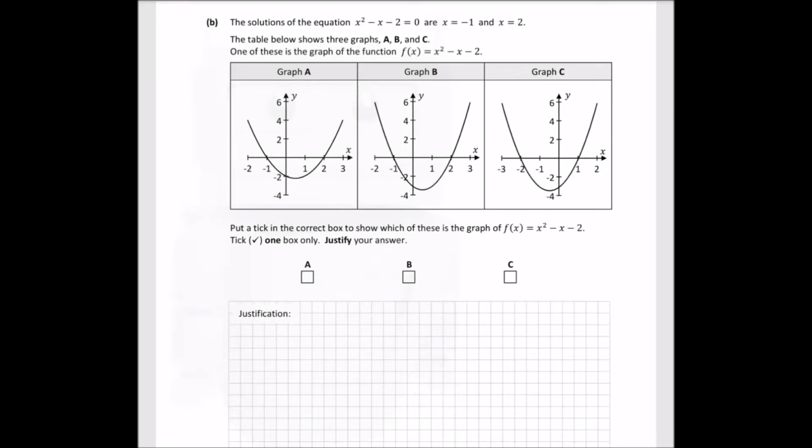Okay, in this video I'm going to go through a few functions questions. These questions are coming from the Junior Cert higher level, but they'd be suited to Leaving Cert ordinary level as well. Right, so first question.